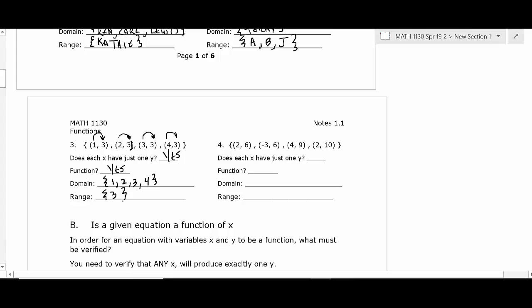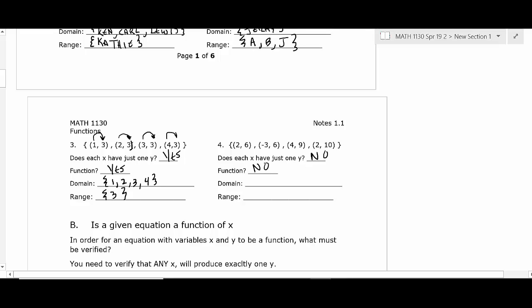How about the number 4? Yes or no? That's a no. What made this not a function? These 2 points right here. Same x, different y. So it's not a function. That one violates that condition.